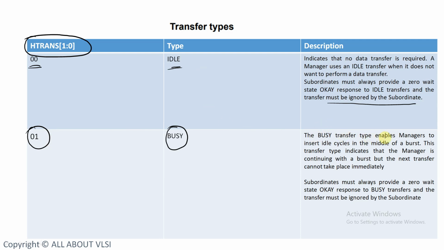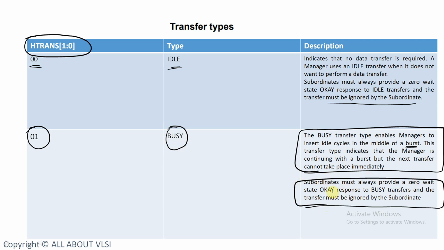The busy transfer enables the master to insert idle cycles in the middle of a burst. This burst we will discuss later, and this transfer type indicates that the manager is continuing with a burst, but the next transfer cannot take place immediately. This particular concept we will discuss when we talk about bursts. But for now, what we need to understand is that if the master wants to insert an idle cycle, or wants to tell the slave that it is busy with another transfer, it is going to make HTRANS 0 1, so that the slave will come to know that the master is busy. The subordinate must always provide a zero wait state OKAY response to the busy transfer, and the transfer must be ignored by the subordinate.